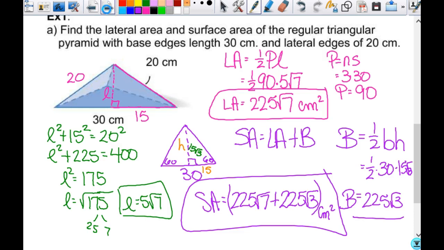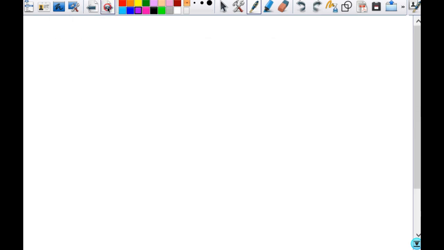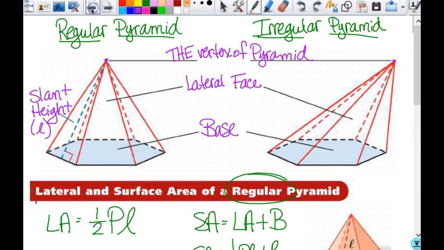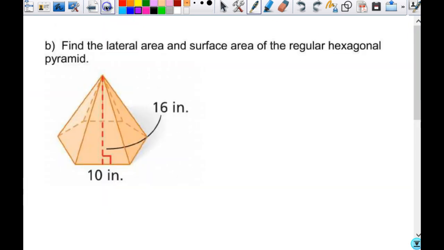All right, so we're going to find the lateral area and surface area of the regular hexagonal pyramid. What the heck? I hit it twice. Oh. We'll get there. Hang on. Okay, there we go.